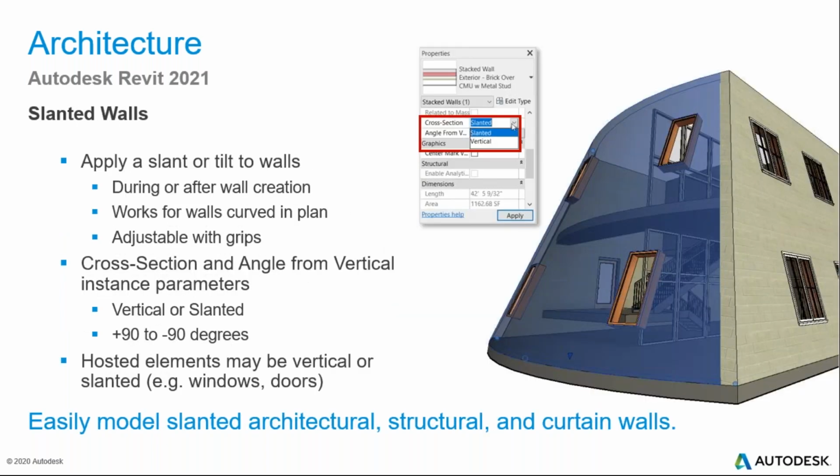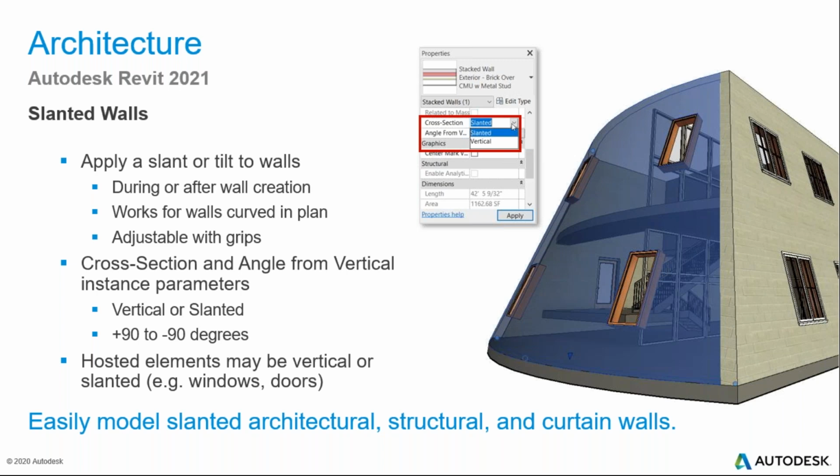Slanted walls is another feature which has been requested for some time, and it's finally now available in the latest release. So you can simply apply a slant or a tilt to the walls during the creation by selecting slanted from the new cross-section instance parameter in the constraint section of the properties palette. You can also change an existing vertical wall to a slanted wall.